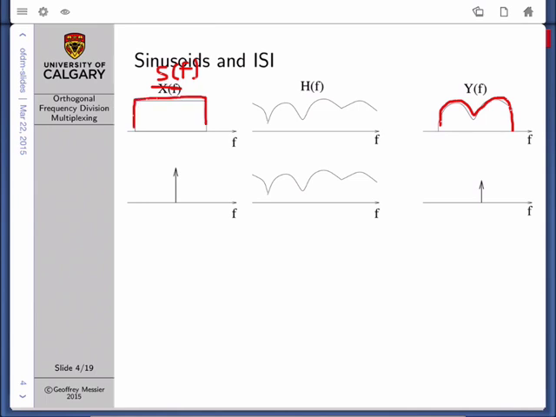However, if S is a zero width delta function, it will be multiplied with H of F, and it'll multiply basically whatever portion of H of F that it happens to overlap with. However, because the transmitted signal is zero width, we get a received delta function. And again, we fundamentally do not change the shape of our transmitted signal.